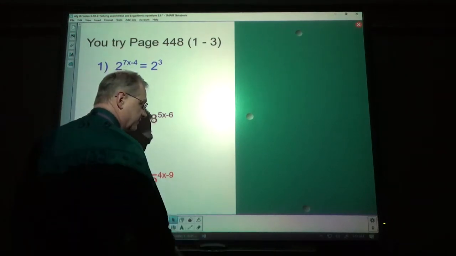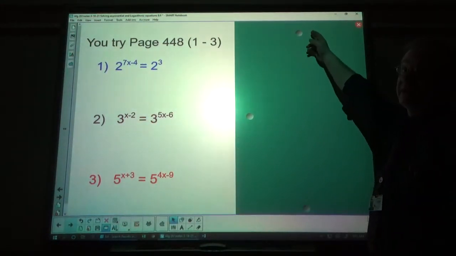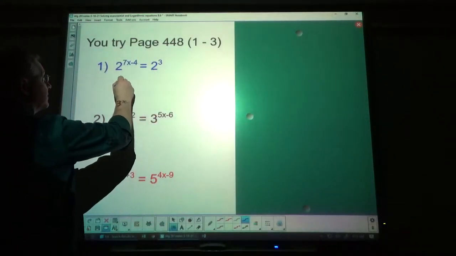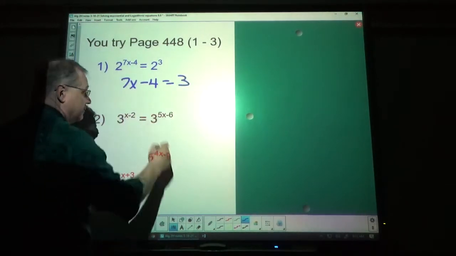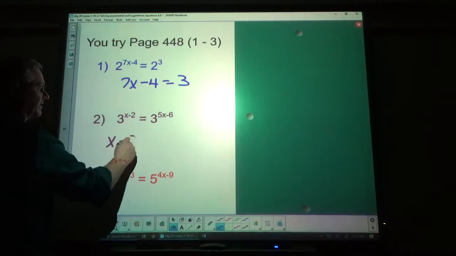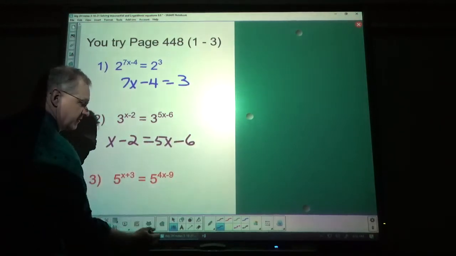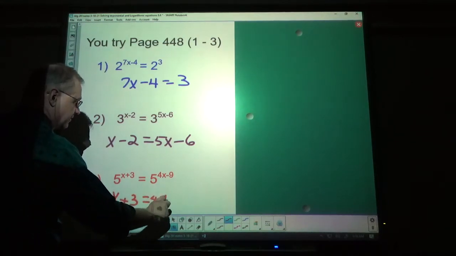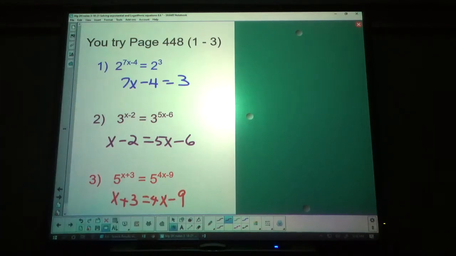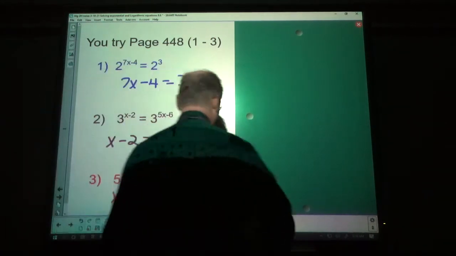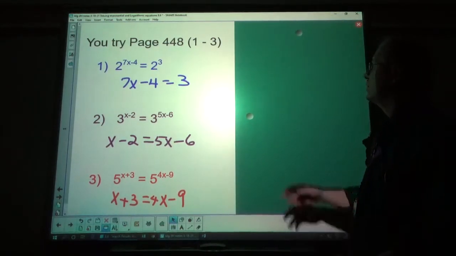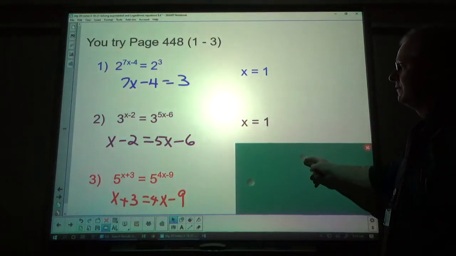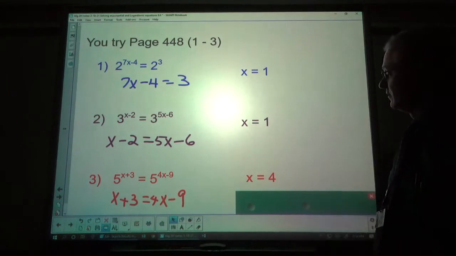Alright, hopefully you've done each of these. I'm going to give you the answers just to check. Before I do that, let's say the equation is 7x minus 4 equals 3. This equation is x minus 2 equals 5x minus 6. And the bottom equation is x plus 3 equals 4x minus 9. Those are your three equations, and if you didn't have that, now you do, and solve them. So the first one, x is 1, 1, and finally 4. So hopefully you got those.